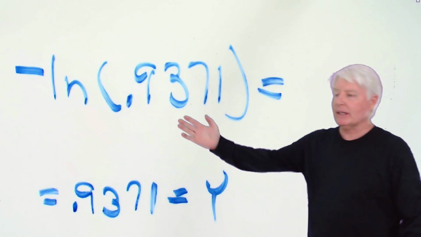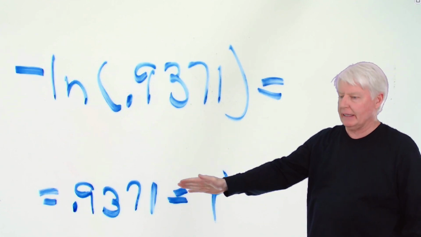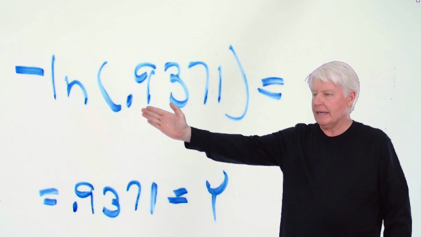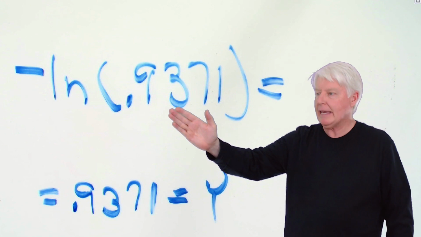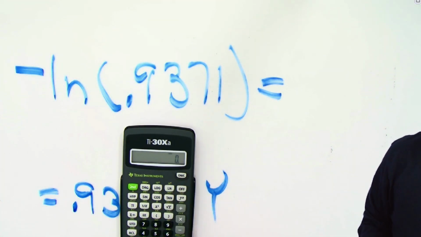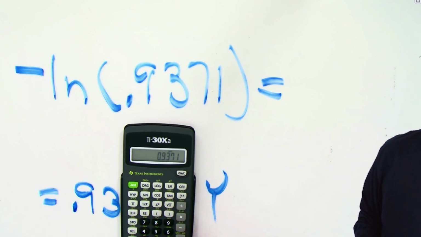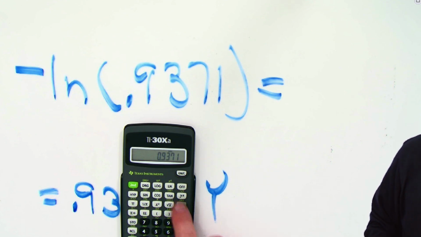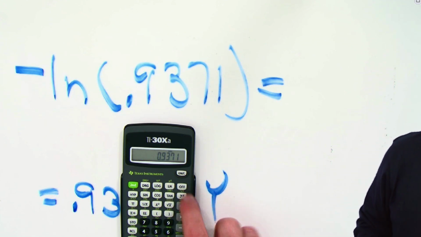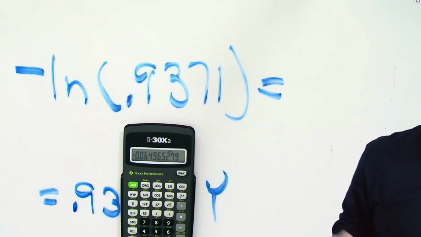So here we are back at the whiteboard. We already calculated the yield. Remember, we multiplied all those together to get the overall yield. And now we're going to use the formula, the negative of the natural log of the yield. So let's get the calculator out. Here we go. 0.9371. Natural log is right here, so we're going to hit that. And then, of course, we make it negative, which will make it positive.